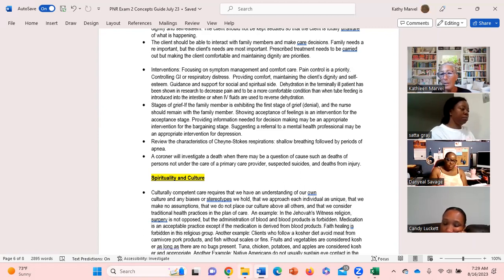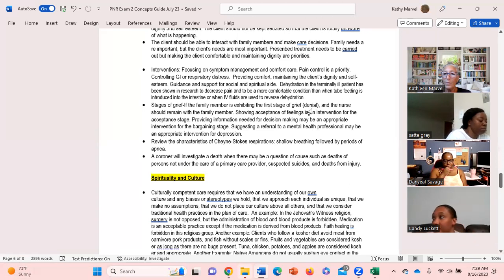Sometimes, if the client has said, I don't want any more feedings, that's okay. Sometimes dehydration in terminally ill patients has been shown to actually decrease the pain, versus having all that food in there trying to digest and go through their GI system. And explaining that to the family. Understand the stages of grief. Everybody goes through the stages of grief differently. Here's some information on the stages of grief. We covered that in class.